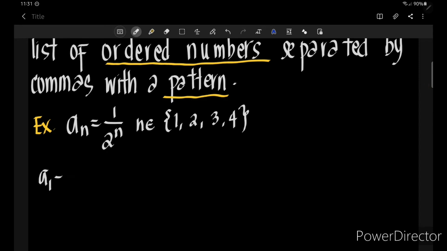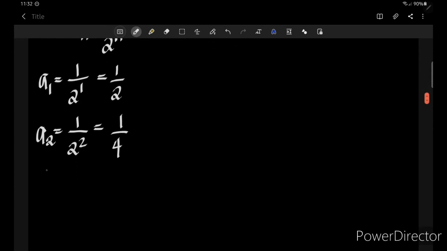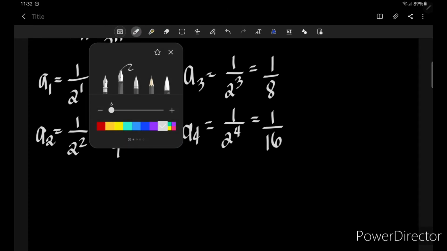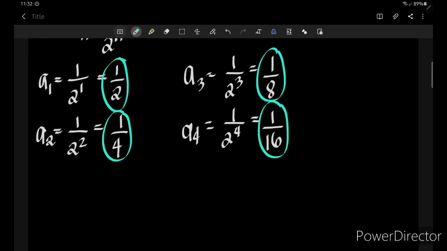So, we have a sub 1 equal 1 over 2 raised to 1, and that is 1 half. Okay? Next, we have a sub 2 equal 1 over 2 raised to 2. We have 1/4. Meron din tayong a sub 3. So, we have 1 over 2 raised to 3. 1 over 8. And lastly, a sub 4, 1 over 2 raised to 4, 1 over 16. Kung mapapansin natin, nakapag-generate tayo ng values ng ating terms sa sequence, 1 half, 1/4, 1/8, and 1 over 16.